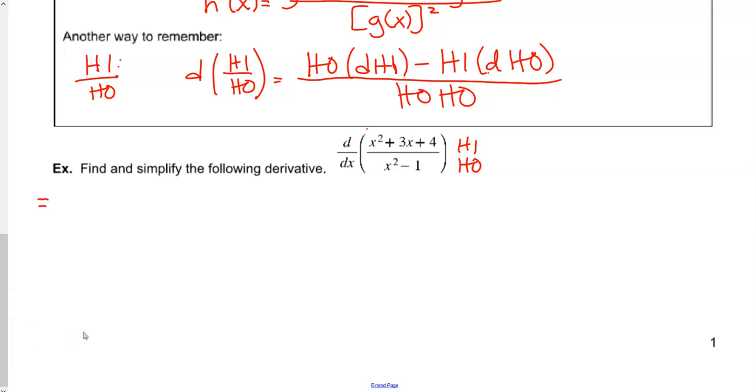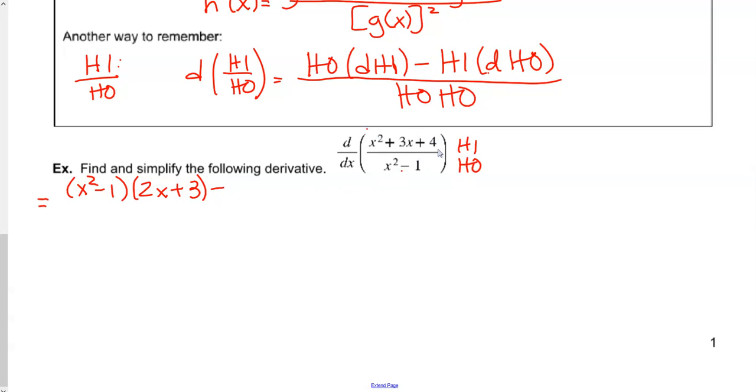So that derivative, we're going to do ho, which is x squared minus 1, d high, so I take the derivative of this, which power rule, bring the 2 out front, decrease it by 1, gives me a 2x. The derivative of any linear term is just the constant out front, and the derivative of a constant is 0. So the derivative of that top function is 2x plus 3.